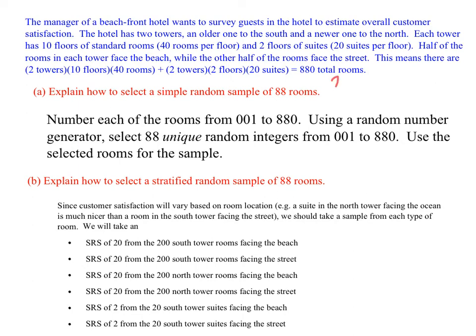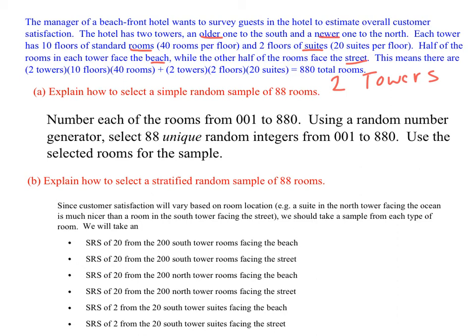You have two towers, north and south. The one to the north is newer. Each of the towers has standard rooms, and they have 2 floors of suites. Half the rooms face the beach, half the rooms face the street. Those little characteristics that I'm identifying are reminding me of strata, right? And I might need to stratify this problem. But for part A, let's say we don't.